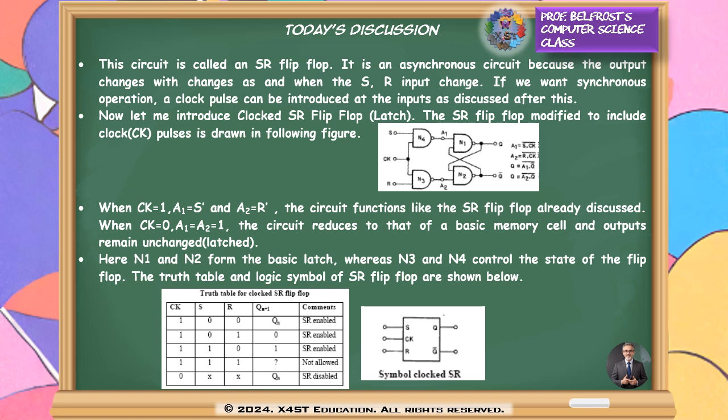When the clock is 1, A1 is S0 and A2 is R0, and the circuit functions like the SR flip-flop already discussed. But when CK is equal to 0, A1 and A2 are 1, and the circuit reduces to that of a basic memory cell or NAND latch, and the outputs remain unchanged. Here N1 and N2 form the basic latch, while N3 and N4 control the state of the flip-flop. The truth table and the logic symbol of the clocked SR flip-flop are shown below.